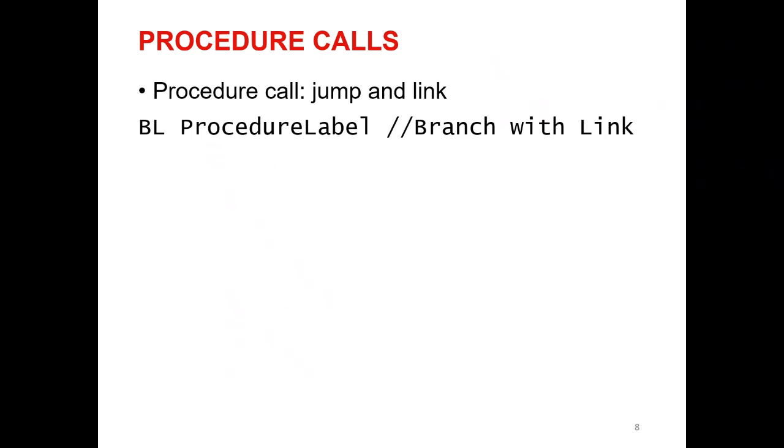Let me show you this with two more instructions, and then with an example. For calling a procedure and then returning the control back to the caller, we have two instructions. One is called BL, which means branch with link. For calling a procedure, we will use this instruction, BL plus the name of the procedure. In the example before, the name of the procedure was swap.